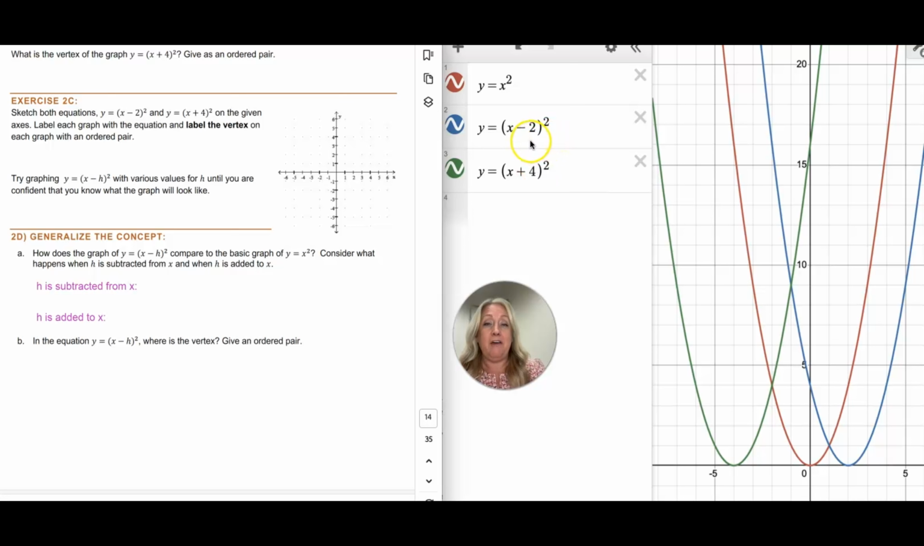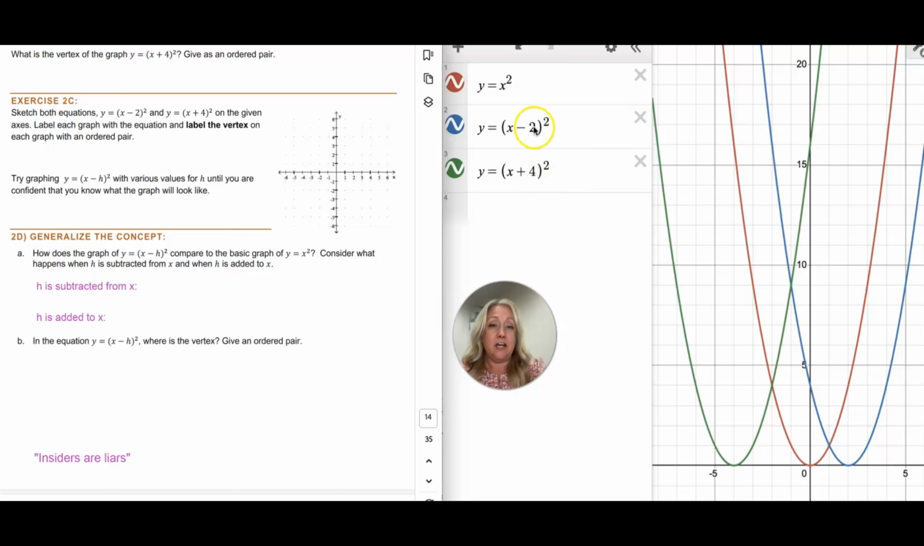Now, one way that you can remember this that has helped a lot of students is a phrase that I say: insiders are liars. So what do I mean by insiders are liars? Well, we can see in our graph that what is inside the parentheses is kind of opposite of what we were thinking it's going to be.